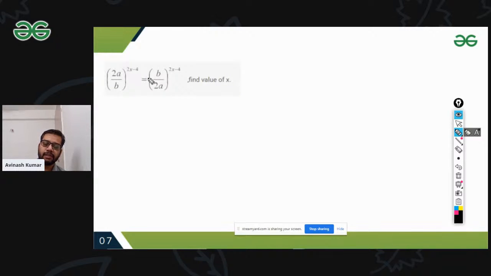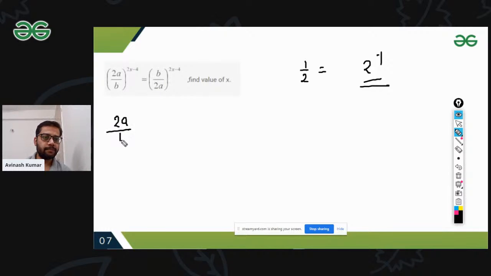Okay, can I make this one identical so that this part can be solved? Okay, so what I am doing is, suppose it's written as 1 by 2. How can it be written again? So if this is given, I can write this as 2 to the power 1 also. Both are the same. So what I am doing is (2a upon b) to the power 2x minus 4.